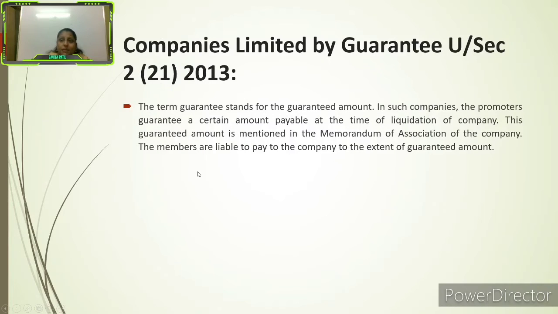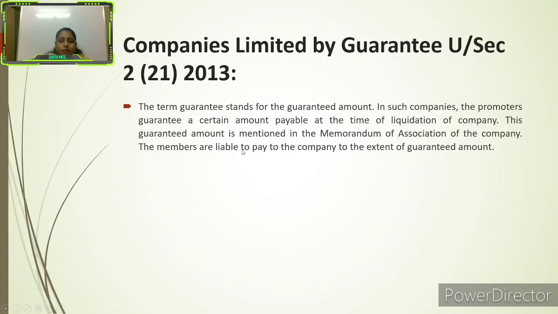Now, company limited by guarantee, section 2 subsection 21. The term guarantee stands for the guaranteed amount. In such companies, the promoters guarantee a certain amount payable at the time of liquidation of the company. This guaranteed amount is mentioned in the memorandum of association of the company. The members are liable to pay the company to the extent of the guaranteed amount.